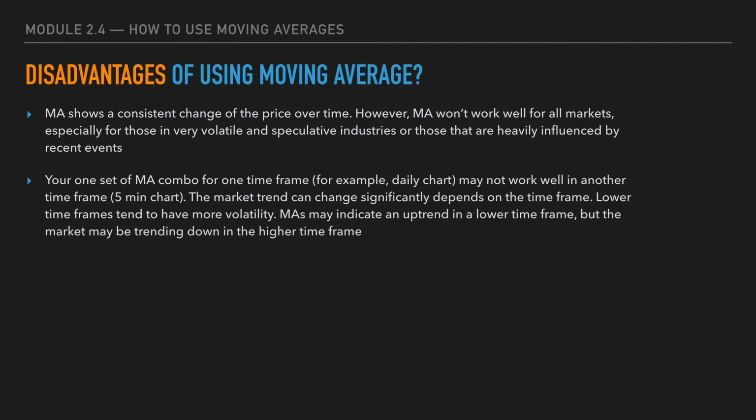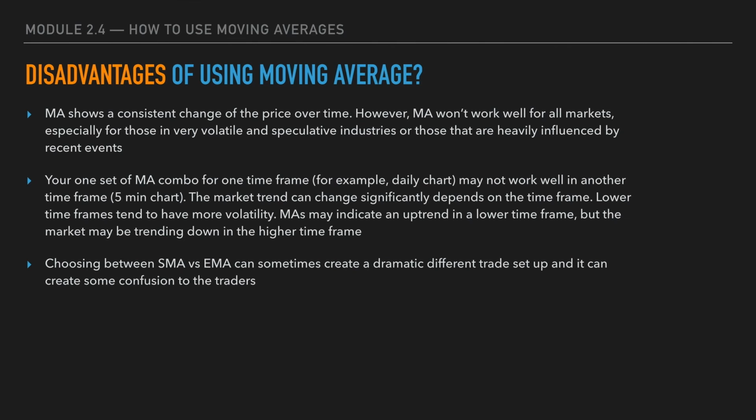Second, your one set of moving average combo for one time frame may not work very well in another time frame. The market trend can change significantly depending on the time frame. Lower time frames tend to be more volatile. Your moving average combination may indicate an uptrend in the lower time frame, but the market may be in a downtrend in a higher time frame.